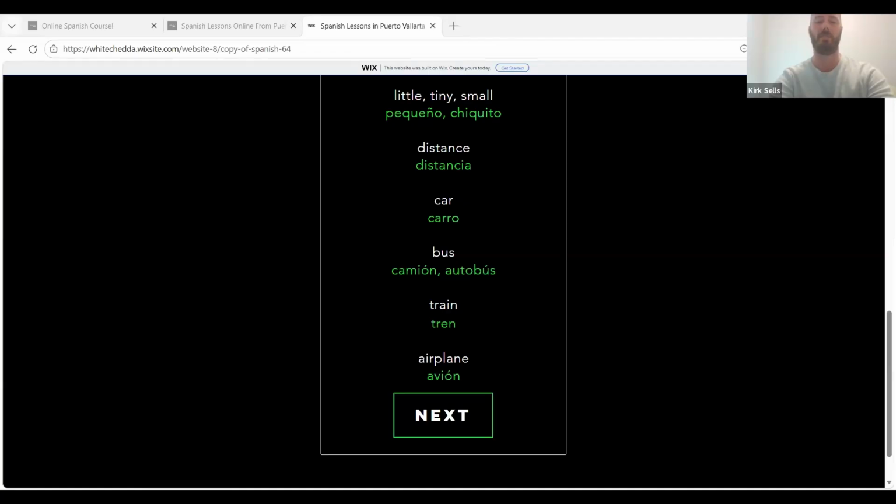And then there's a word for bird, which is ave. Let's try ave. Bird. Good. There's another common word for bird, which is pájaro, which sounds more like parrot. Let's try it. Pájaro.